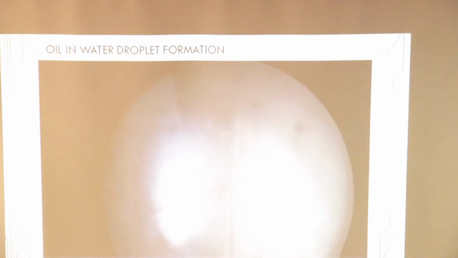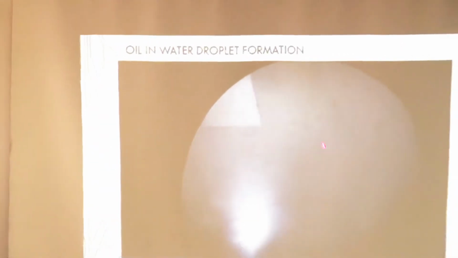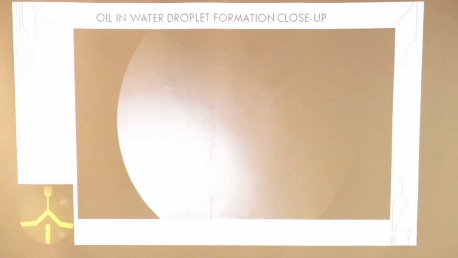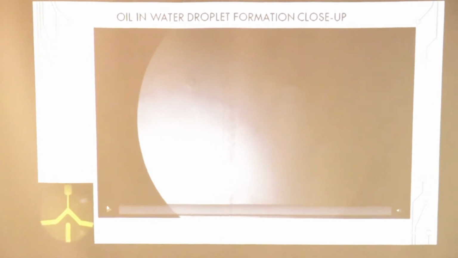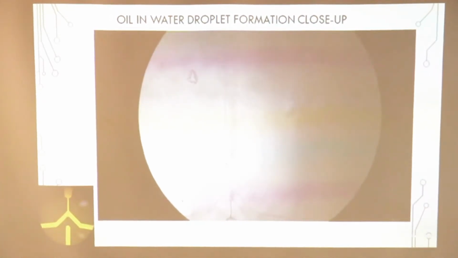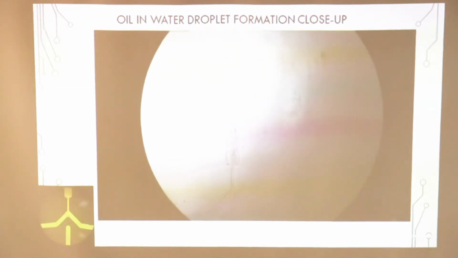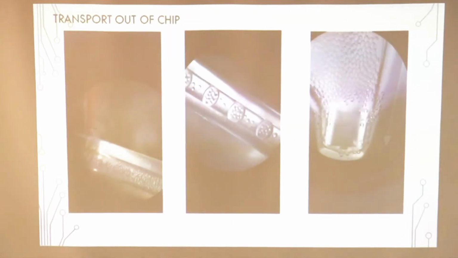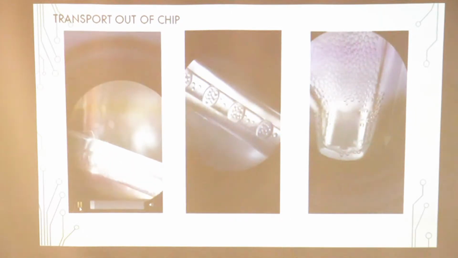Can you see it here? Coming out. And in this video we can see a little bit better. Again, this is the design created here, and we can see a little bit better the formation of these droplets. This is very fast. We are using a fast camera to catch the formation. These other videos show the transport of these particles out of the chip through a pipe once they are created. We can see it here.